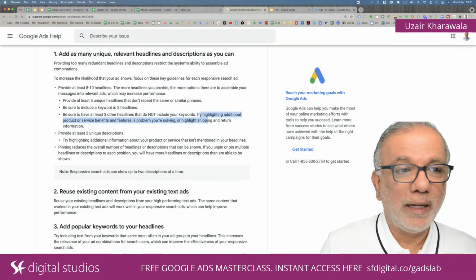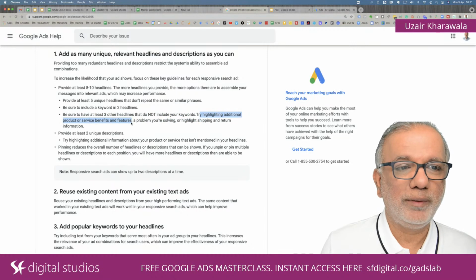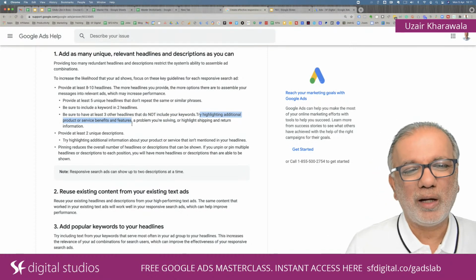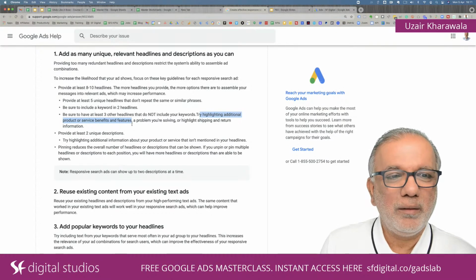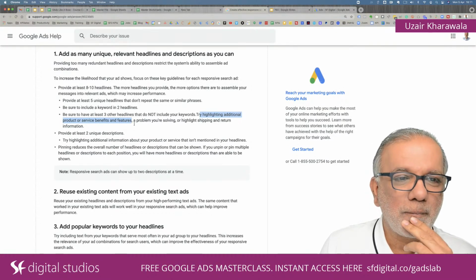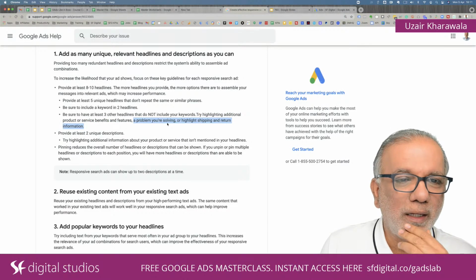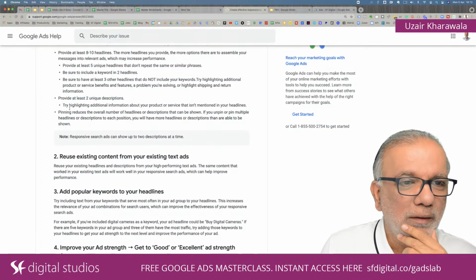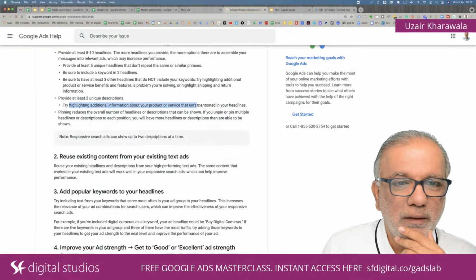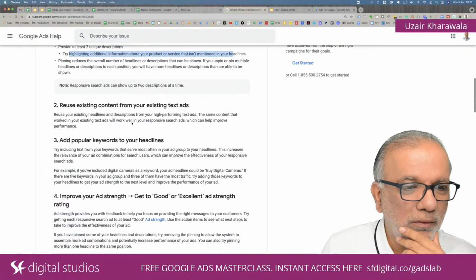Try highlighting additional products or service benefits and features. And this is what I was talking about, that I don't want to promote some other products or services in here, but that's what they are saying. A problem you're solving, or highlight shipping and return information. Provide at least 2 unique descriptions. Okay, that's all good.